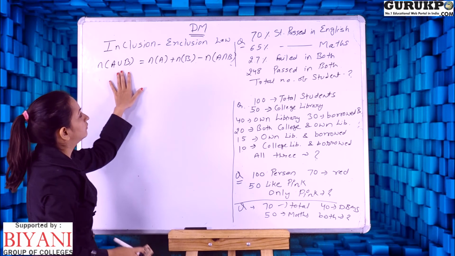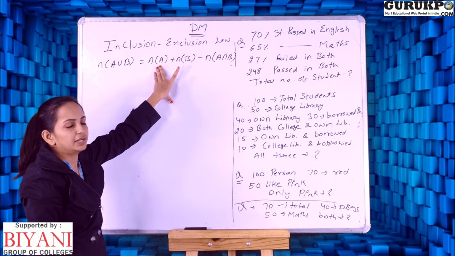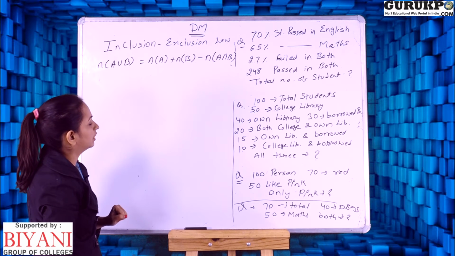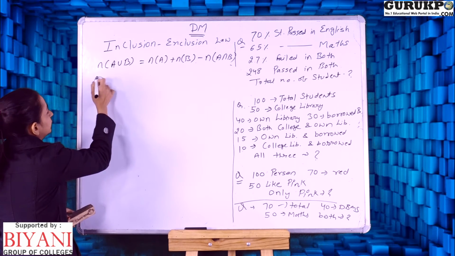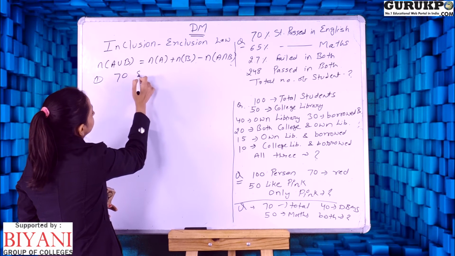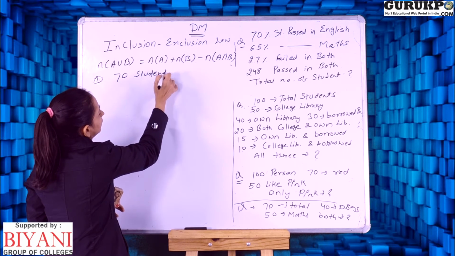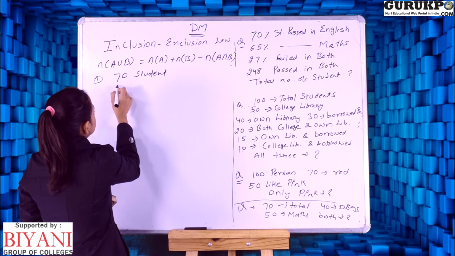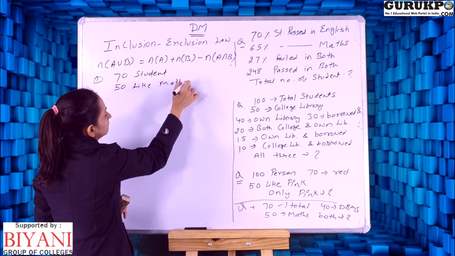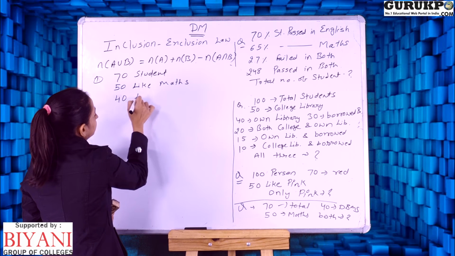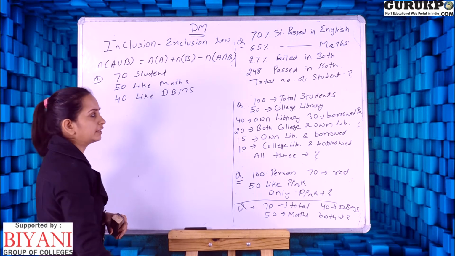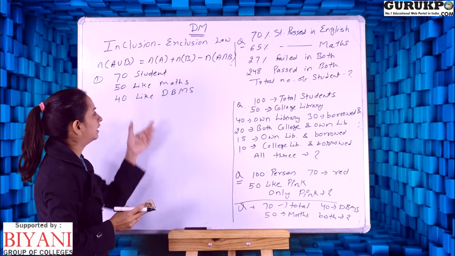This is my law: n of A union B will be equal to n of A plus n of B minus n of A intersection B. And the very first question I am taking is, if I take a survey of a class and there are a total of 70 students in the class, from 70 students, 50 students like maths and 40 students like DBMS, and the question asks how many students like both the subjects, maths and DBMS.